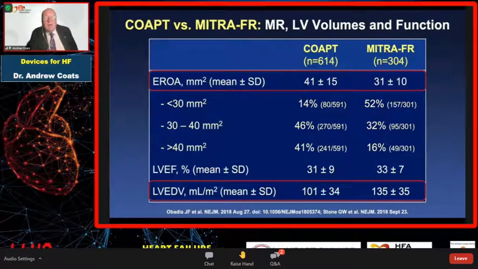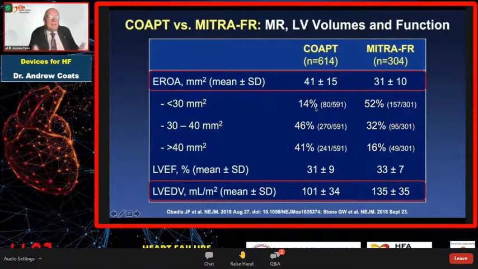We don't really know why these two trials were different. COAPT was larger. They had slightly more severe mitral regurgitation. The effective regurgitant orifice area was bigger, 41 versus 31. Probably the reason for the difference may have been that there was more severe MR, but less severe heart failure. So although the ejection fraction was similar, the LV end diastolic volume was 101 in COAPT. It was 135 in MITRA-FR. So MITRA-FR had much bigger ventricles, but less regurgitation. COAPT had less enlarged ventricles and more severe mitral regurgitation.